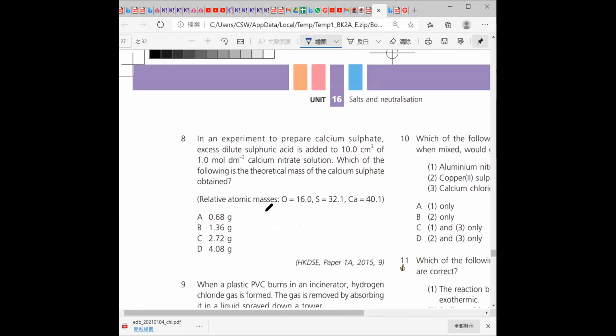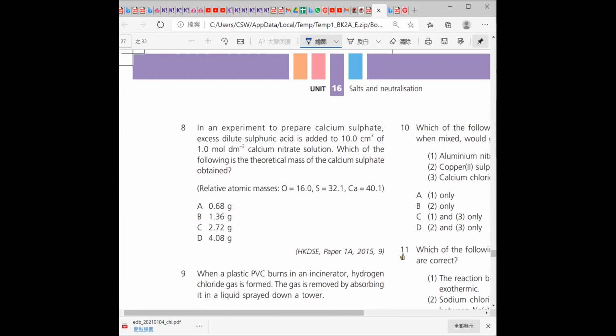Question 8. The answer is B. In experiments to prepare calcium sulfate, excess, again you will see excess, right? This one is a limiting reagent. And first of all, you have to come up with the ionic equation to produce calcium sulfate. So this is 1.0, because it's calcium nitrate with the formula Ca(NO3)2.